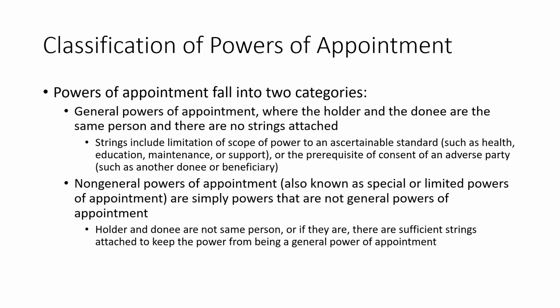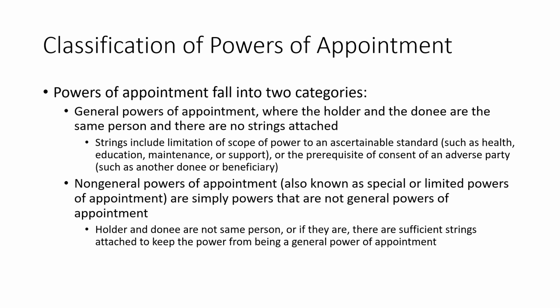So an adverse party would be somebody like another donee of the power of appointment or a beneficiary of the trust, but they're adverse because that donee or beneficiary would be hurt by the donor's exercise of that power of appointment. Now, non-general powers of appointment are simply powers that are not general powers of appointment. And non-general powers of appointment are also known as special or limited powers of appointment.